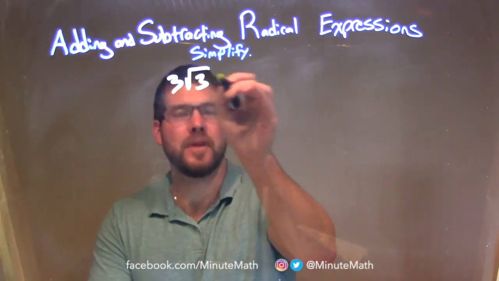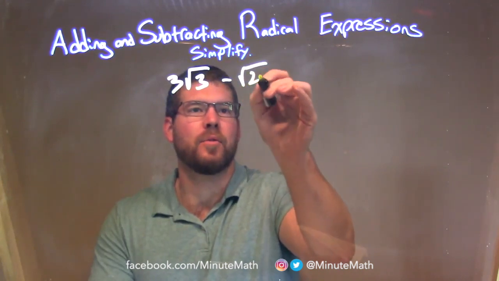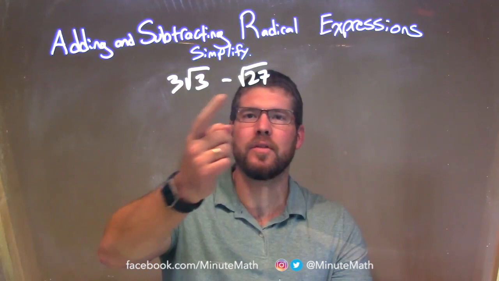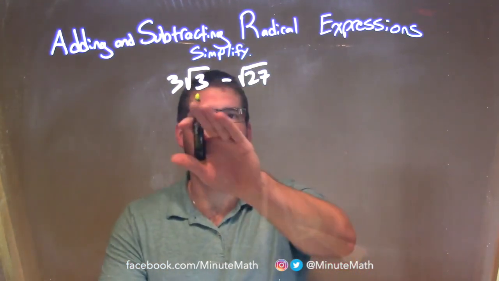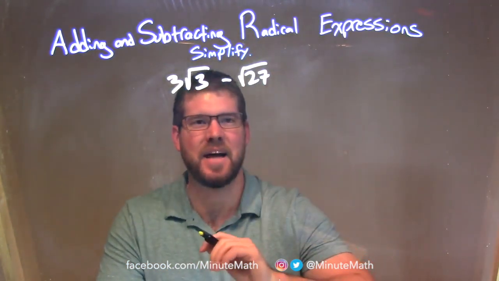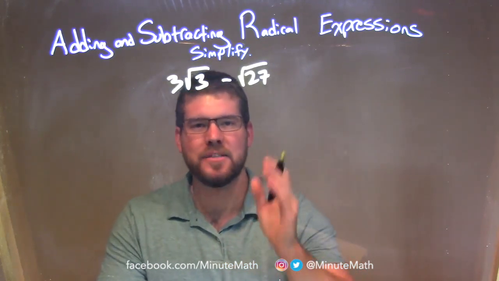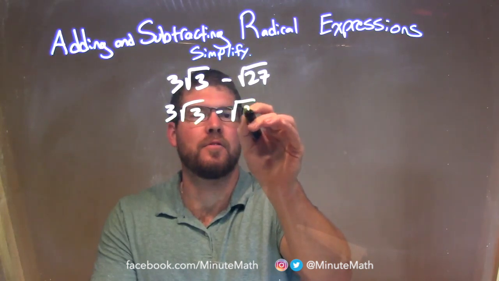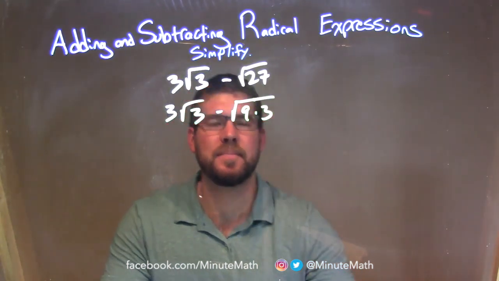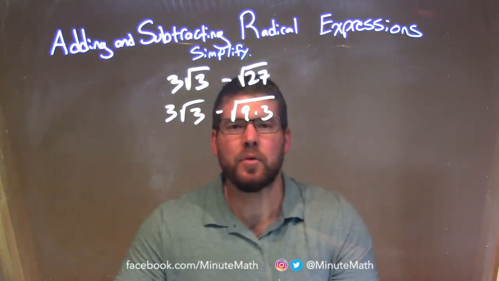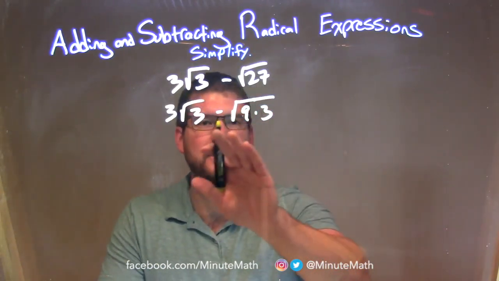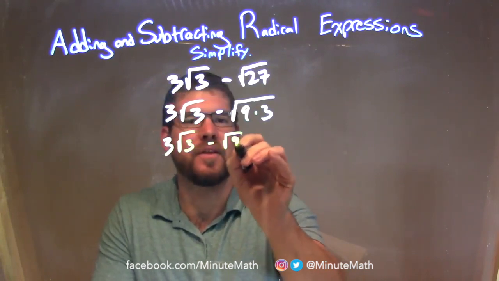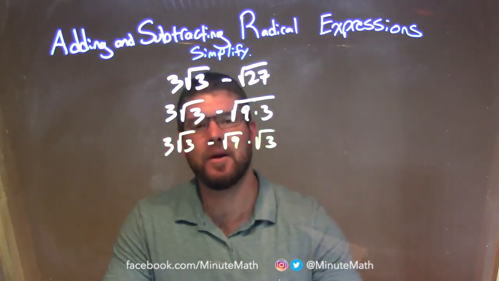3 square root of 3 minus the square root of 27. Okay. Well, what I want to do is I have both of these have the square root of 3 in them, because the square root of 3 is there, but the square root of 27 is not. So I can break down 27 to be 9 times 3. So I have 3 square root of 3 minus the square root of 9 times 3 here. Since I have it as 9 times 3, I can break that apart to be 2 different square roots there. So we have 3 square root of 3 minus square root of 9 times the square root of 3. We're allowed to do that with multiplication.